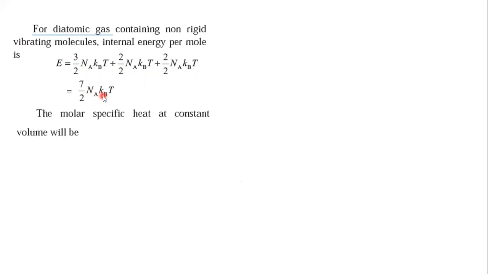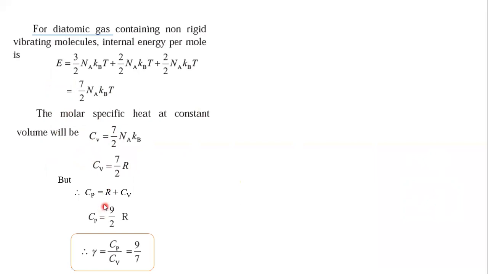So this is R. 7 by 2 RT. So by taking the derivative of this, we get specific heat at constant volume, 7 by 2 Na kB, means 7 by 2 R. By Mayer's relation, we can find out Cp. Cp is R plus Cv. So we can add R in this. So 9 by 2 R. Ratio of specific heats Cp by Cv is 9 by 7. So 9 by 7 we get for a diatomic gas containing non-rigid vibrating molecules.